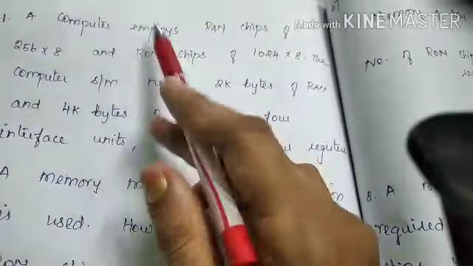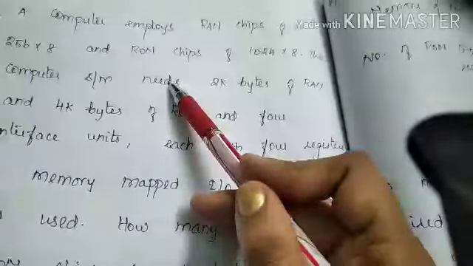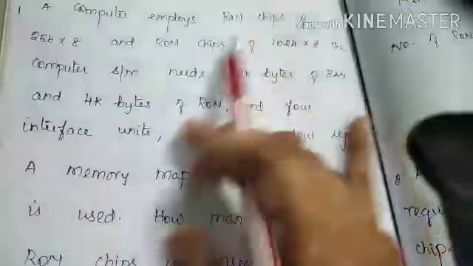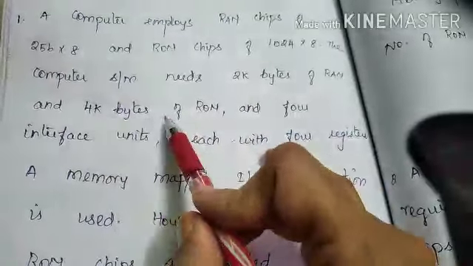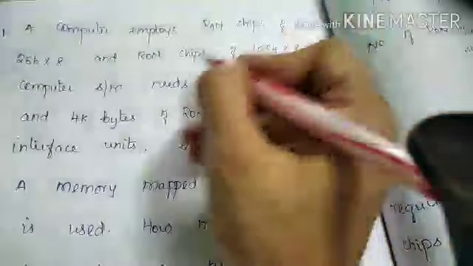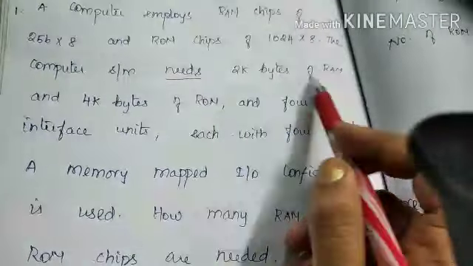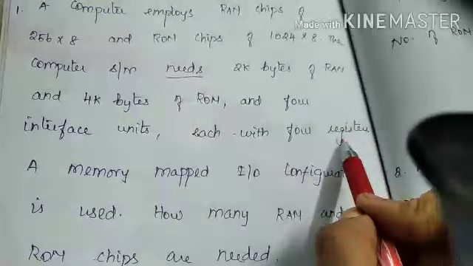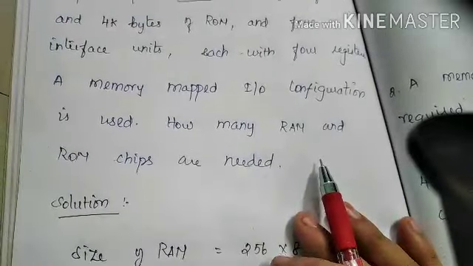A computer employs RAM chips of 256 x 8 and ROM chips of 1024 x 8. The computer system needs 2K bytes of RAM and 4K bytes of ROM and 4 interface units, each with 4 registers. A memory mapped input-output configuration is used. How many RAM and ROM chips are needed?